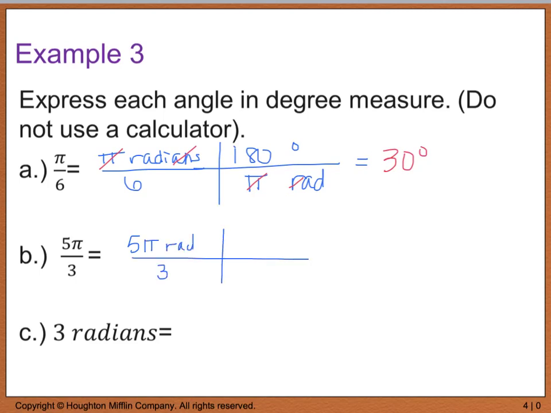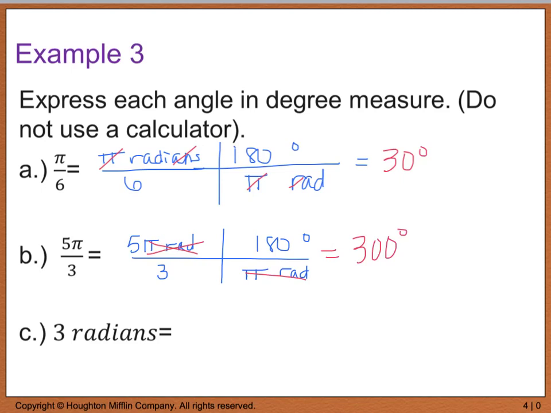Likewise for part B, I have 5 pi radians divided by 3, and I want to cancel out radians, which are going to go in the denominator, and convert to degrees. There's 180 degrees for every pi radians. So my pi radians are going to cancel. I have 5 times 180 divided by 3, which is going to give me 300 degrees.